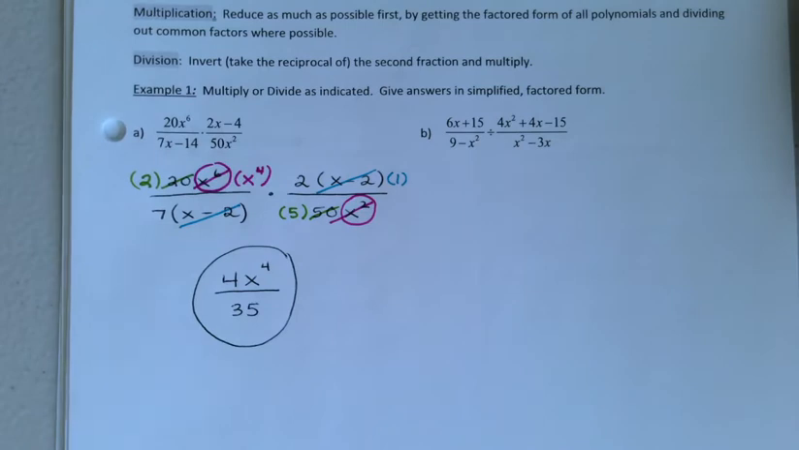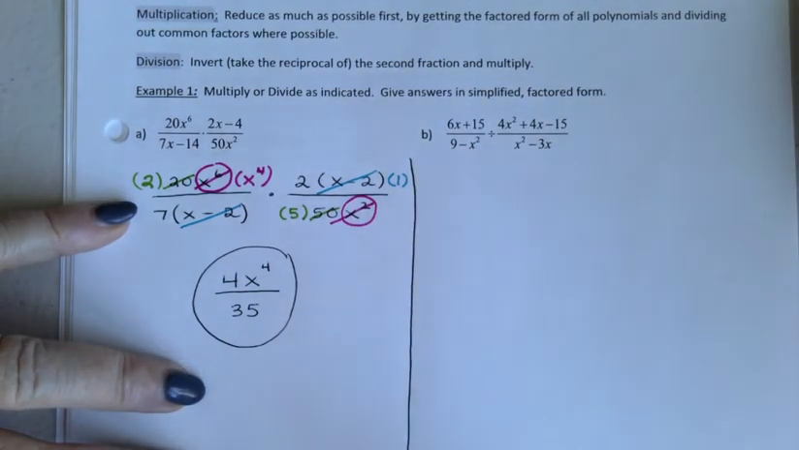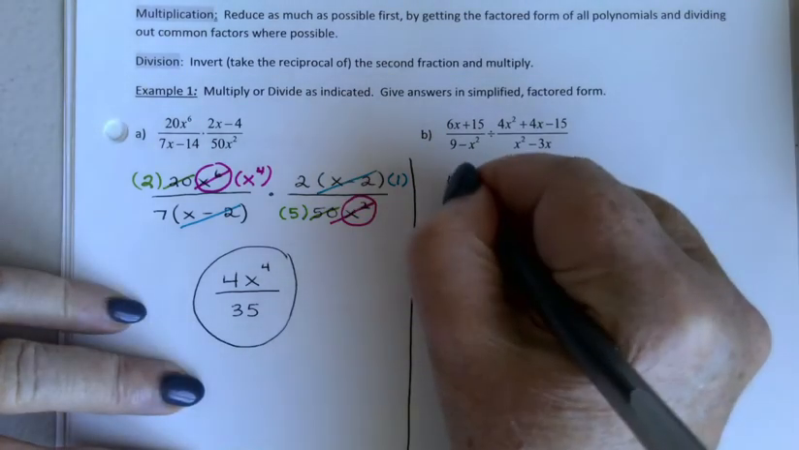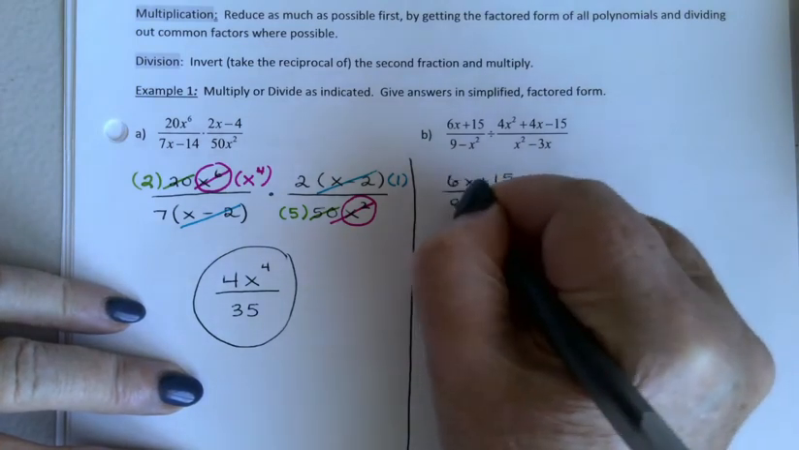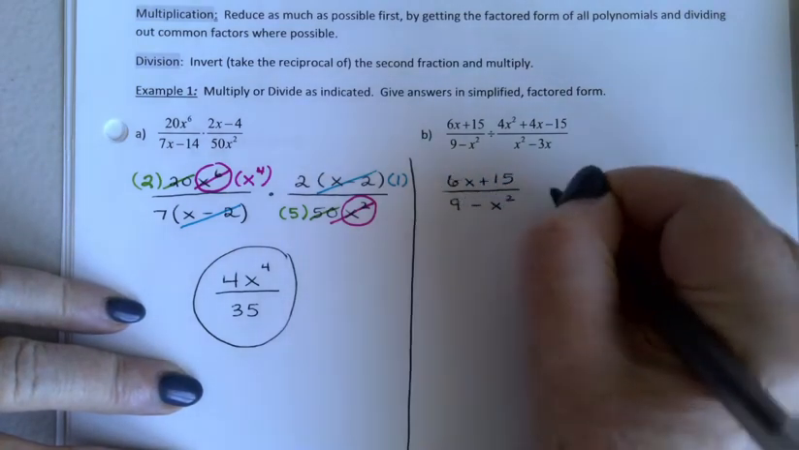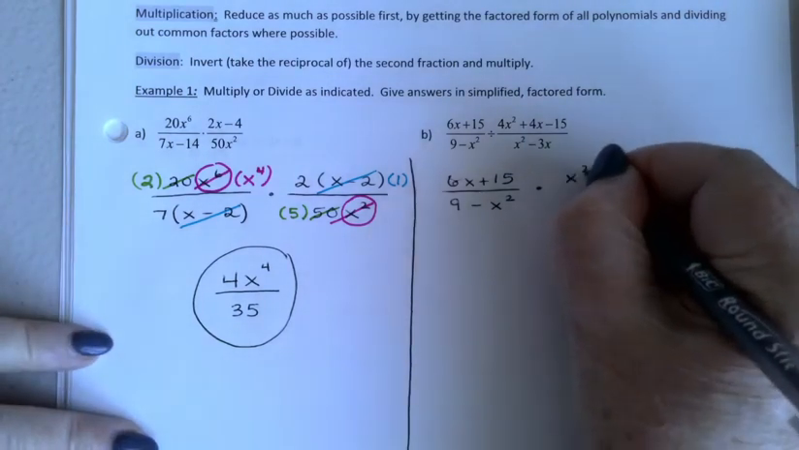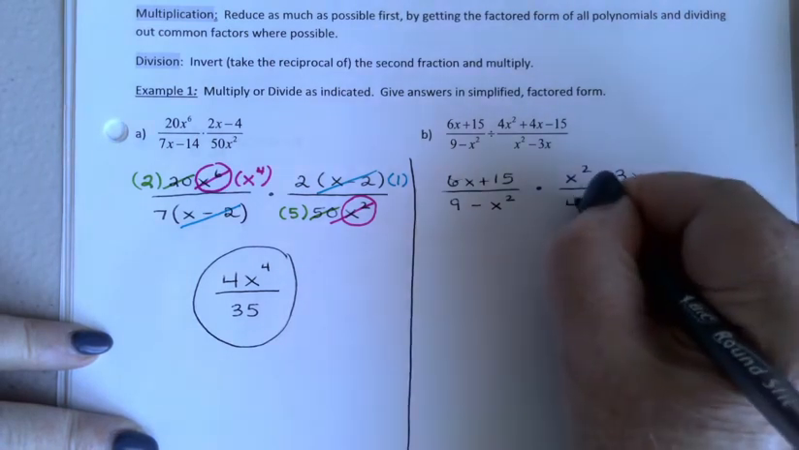All right, let's try a few more. In B, I do have division, so I am going to start that one out by changing that to multiplication by the reciprocal. So first fraction stays the way it was. And then I'm going to change to multiply by, and then I invert the second fraction.